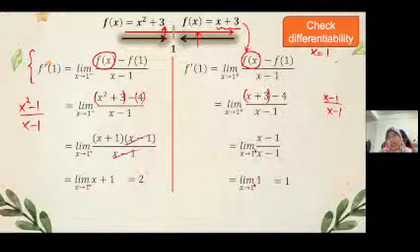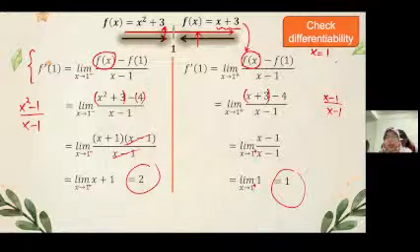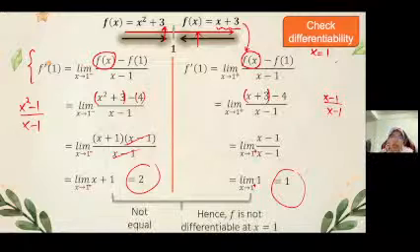So you might want to ask yourself now, do we get the same value from the left hand side and right hand side? One of them you get 1, one of them you get 2. So 2, 1. Are they equal? Of course, not equal. Since they are not equal, we are going to say f is not differentiable at x equal to 1. At this specific point, f is not differentiable.